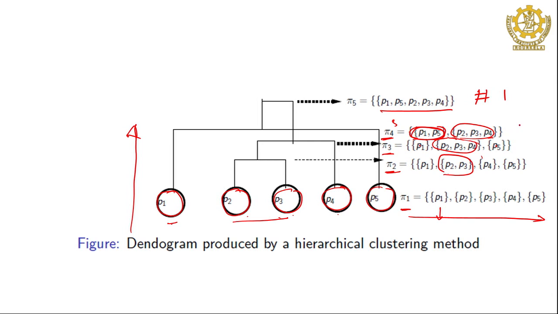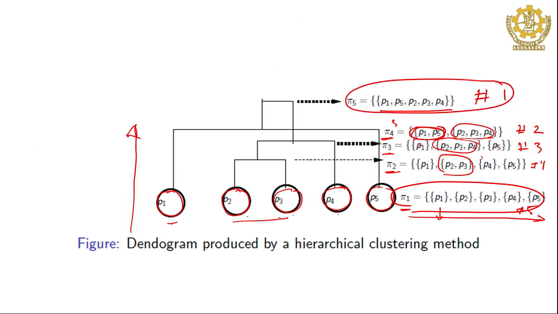So, here the number of clusters is 2, here it is 3, here it is 4, and here the number of clusters is 5. As you understand, the last one and the first one are trivial. There is no need to do anything, but in between you need some algorithm to partition the data, a systematic approach.